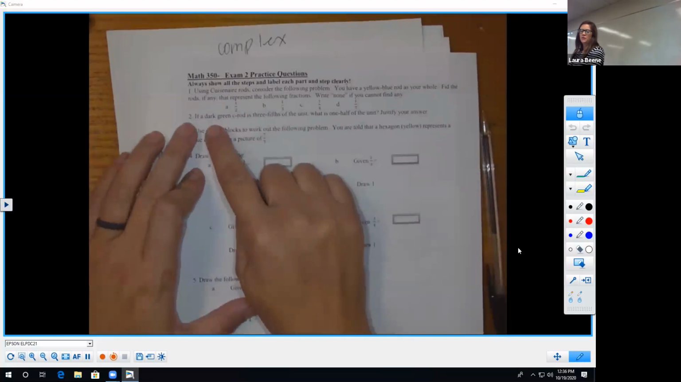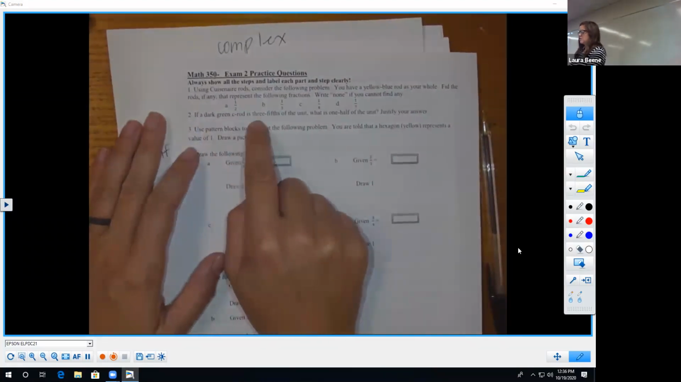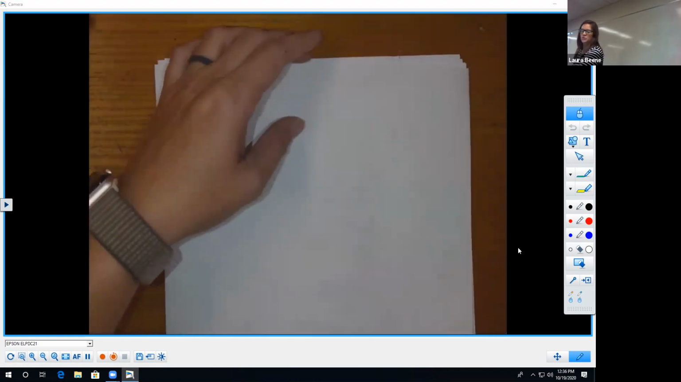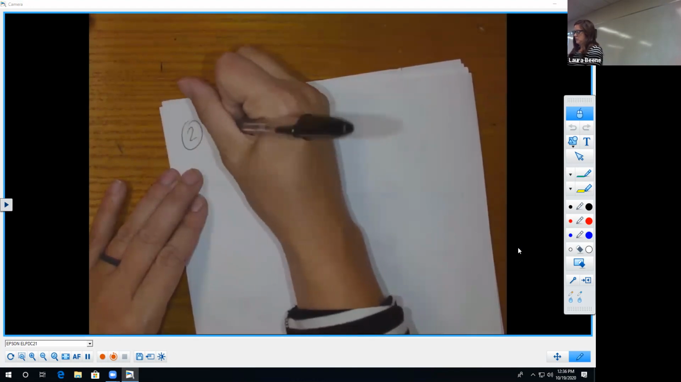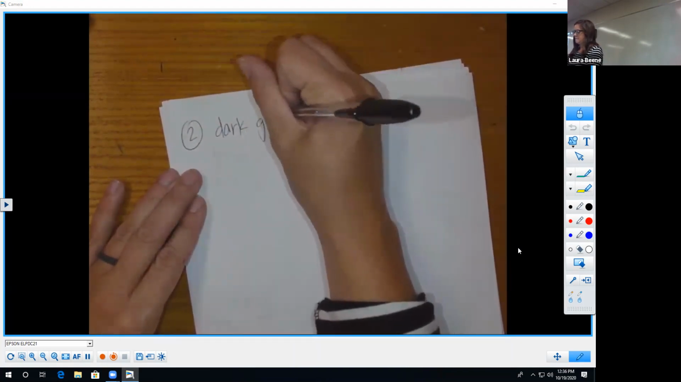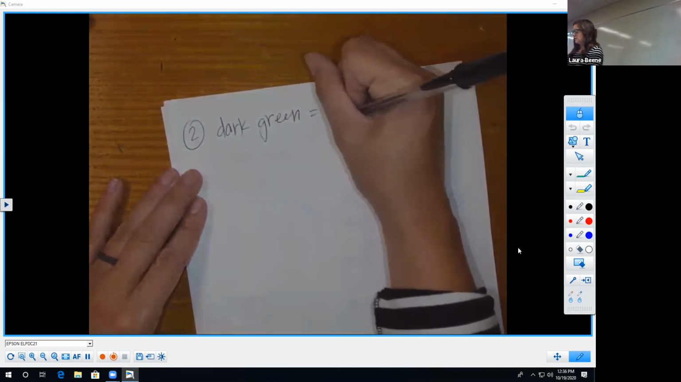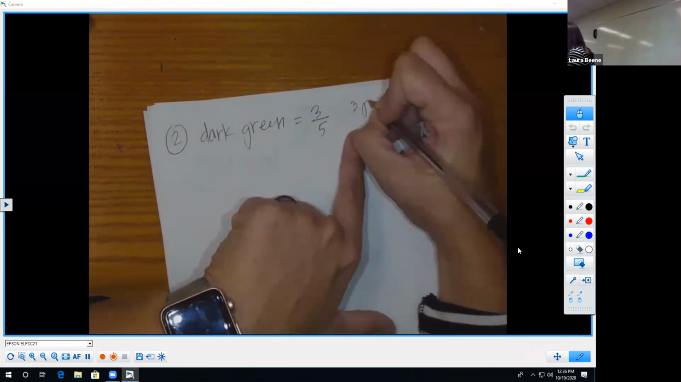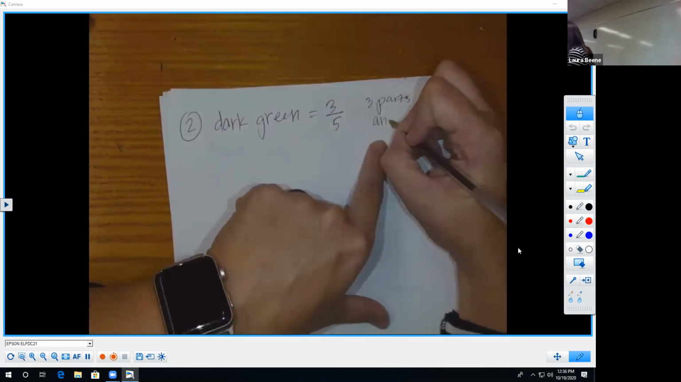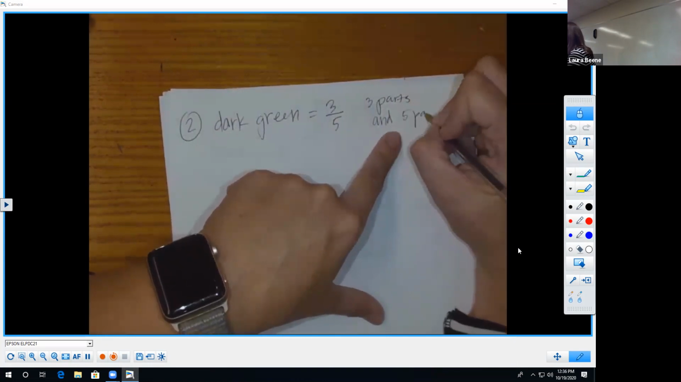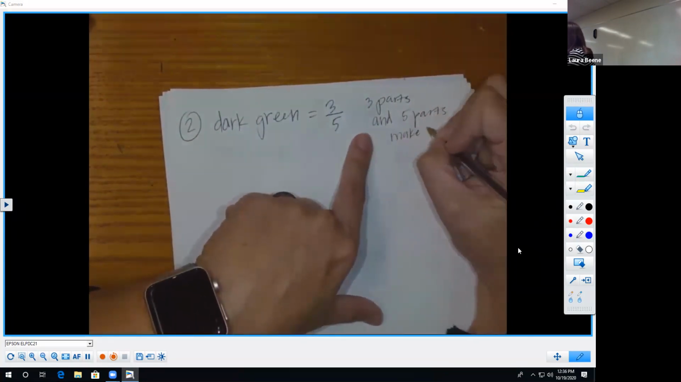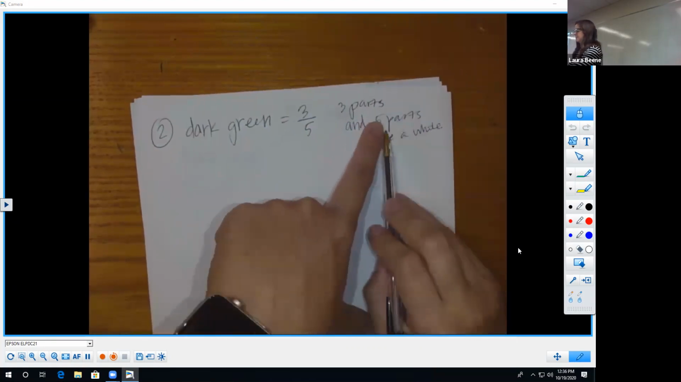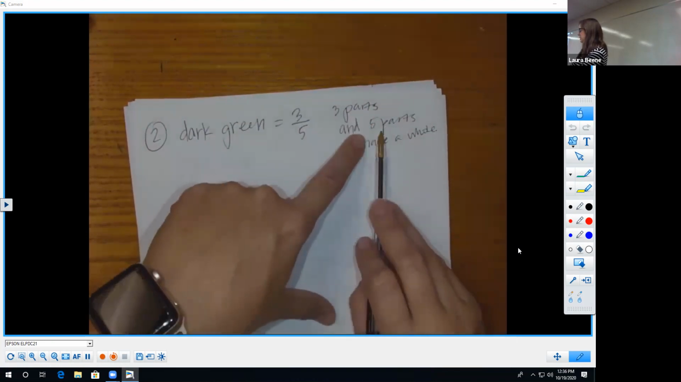Okay, so like number 2 on the review. If the dark green Cuisenaire rod is 3/5 of the unit, what is 1/2 of the unit? Okay, so for number 2, dark green equals 3/5. So that tells us that the dark green represents 3 parts. And it also tells me that 5 parts make a whole. I don't have the whole here. I don't actually have the 5 parts, but once I can figure out what the part is, then I can use that to make the whole.